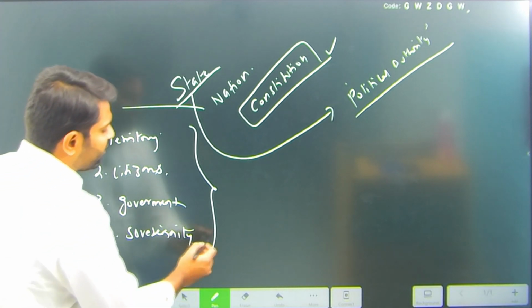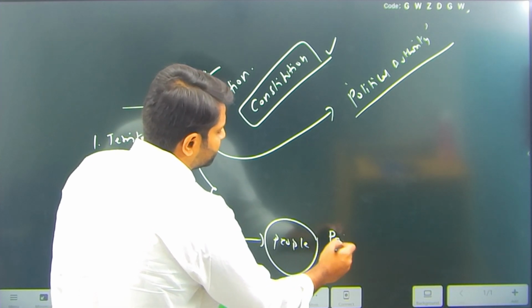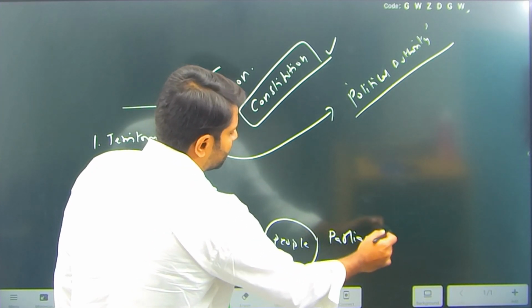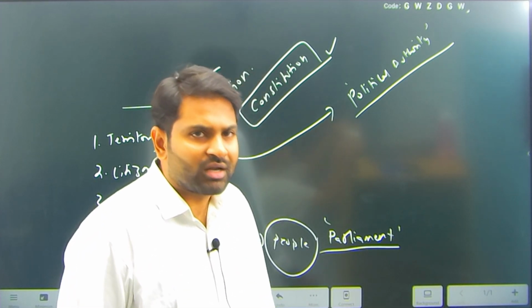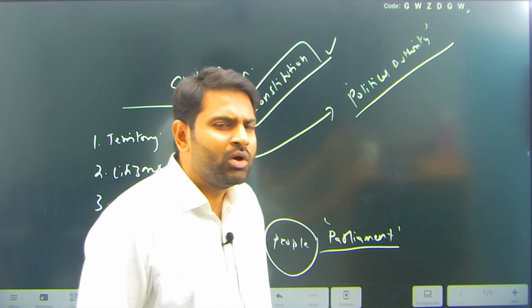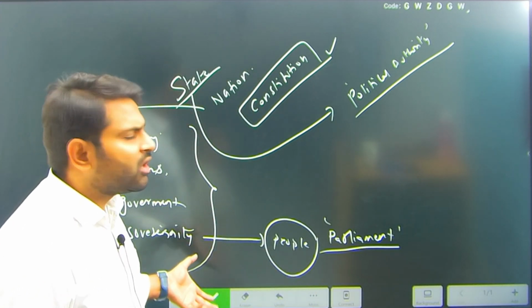In India, who is sovereign? People are sovereign. The sovereign institution is Parliament. So I am not going to take an introduction class of polity. I am trying to complete articles. What I am trying to do is justify how the architecture of this constitution is made.